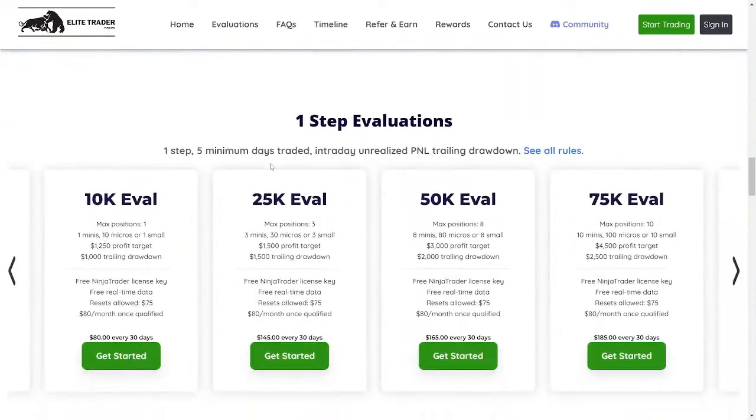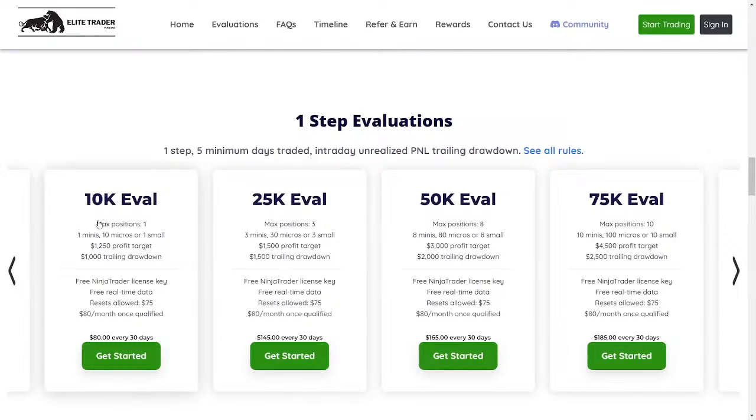Okay, and scrolling down a little bit further here, we're going to take a look at the different options that they have. Their one-step evaluations. They do have a few different ones, some that involve the intraday unrealized trailing drawdown, which is exactly how Apex does it. They also offer accounts that are based on your end of day drawdown, which is how TopStep does it. So this prop firm offers both options. So pay attention to which one you're looking at.